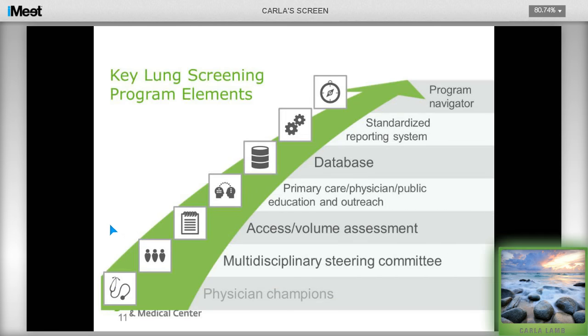And this is just a nice step chart, talking about what the moving parts in a program are, and I'm going to highlight these. You really have to have physicians from specific departments, most importantly in the primary care arena, but also a multidisciplinary steering committee, which we personally meet on a monthly basis depending on the needs. In the early startup program, we met much more frequently.